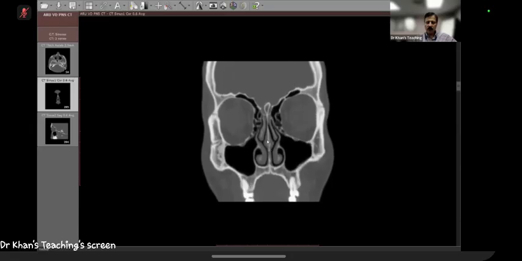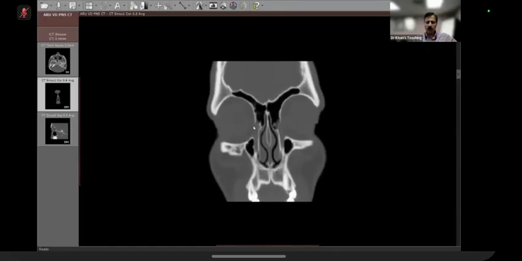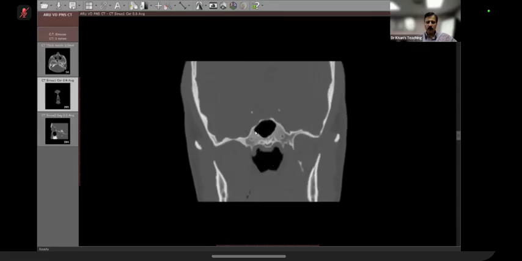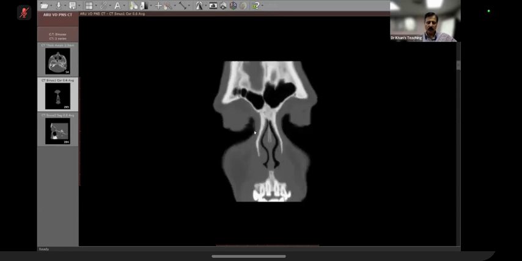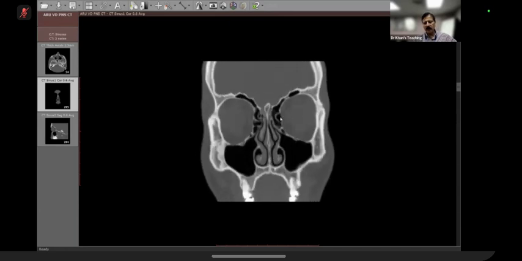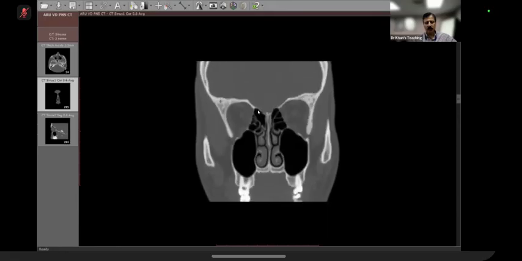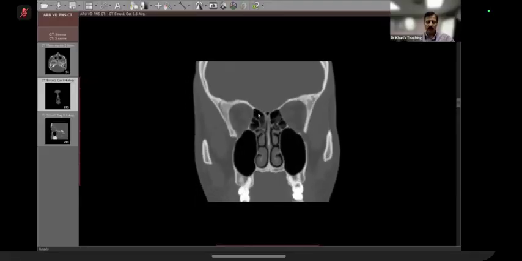Then you have to describe the osteomeatal complex. And this is the osteomeatal complex. Is it clear or not? And then you have to describe all the sinuses. Are they clear or not? And if there is obstruction, then you have to tell where the obstruction is. Then you look at all the bones and see if there is any bony destruction, etc.